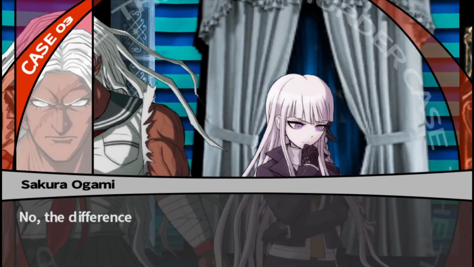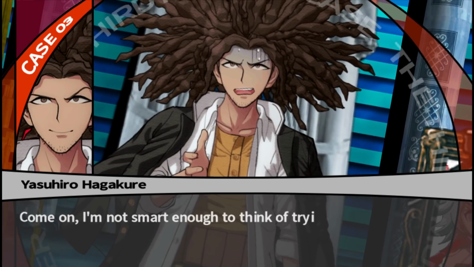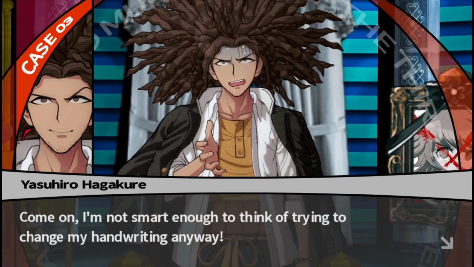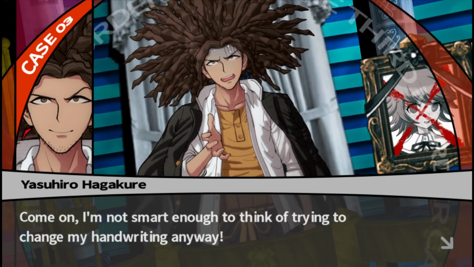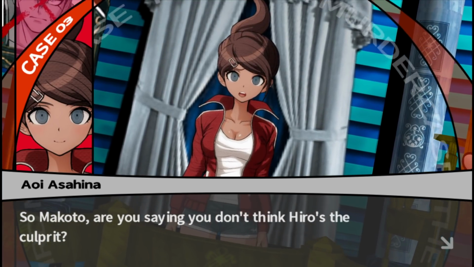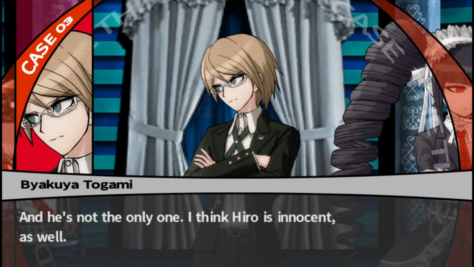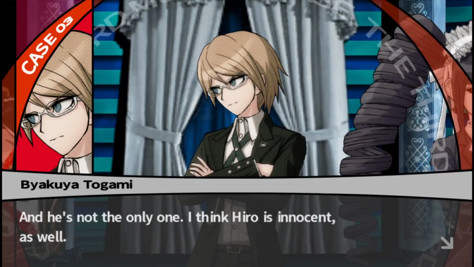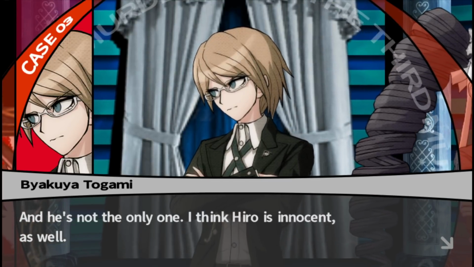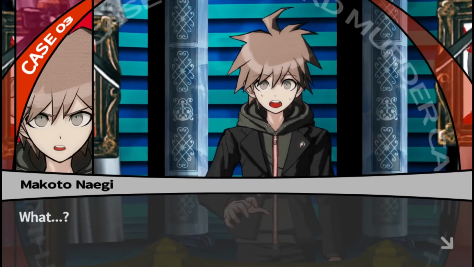Oh, come on. The differences are bigger than that, I think. Come on. I'm not smart enough to change my handwriting anyway. He's not wrong. I'm sorry, buddy. Are you saying you don't think Hiro's the culprit? Yes, listen to me, my donut-loving compatriot. He's not the only one. I think Hiro's innocent as well. Why do you have to be the voice of reason in this case? Don't make me like you.